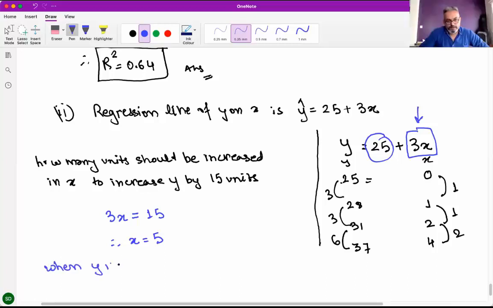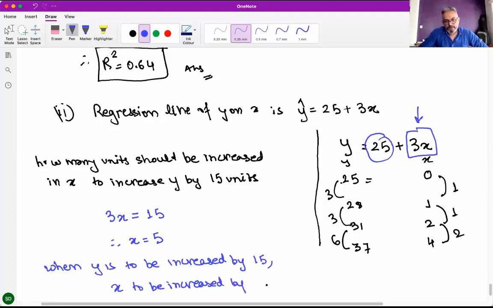So when y is to be increased by 15, x to be increased by 5 units. Answer. Now similar theory question is also there on the same concept.